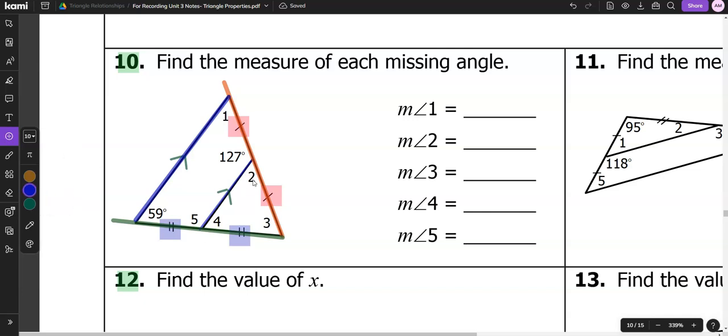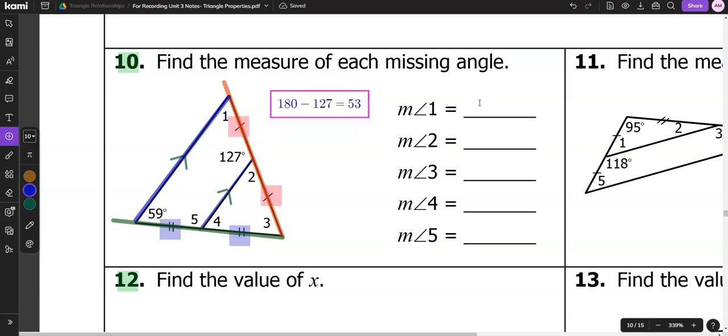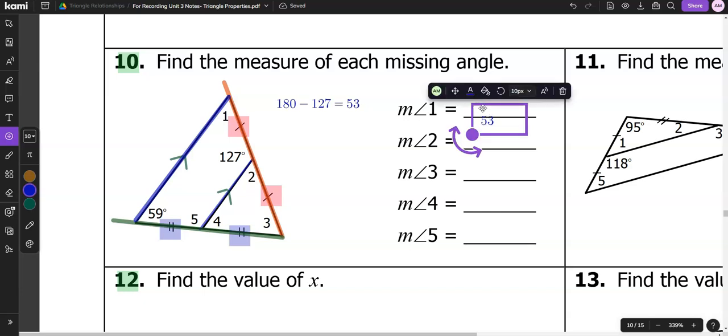So first of all, I can see that angle 2 forms a linear pair with this 127-degree angle. I can also tell that 127 and angle 1 are same side interior angles, as they are on the same side of the orange line, and they are both inside the blue lines, which are my parallel lines. And then angle 2 and angle 1 would be congruent to each other. So in order to find both angle 2 and angle 1, we are going to take 180 and subtract 127. And that gives us 53 degrees. So that tells me that both angle 1 and angle 2 are 53 degrees.